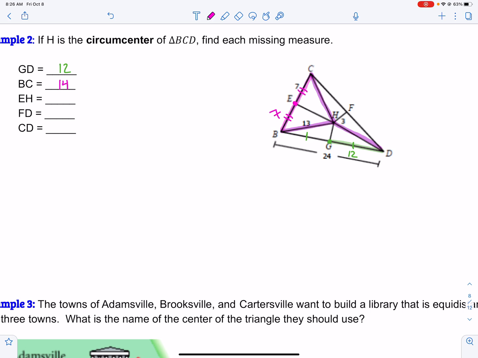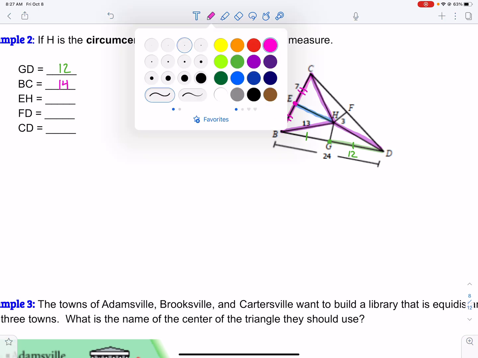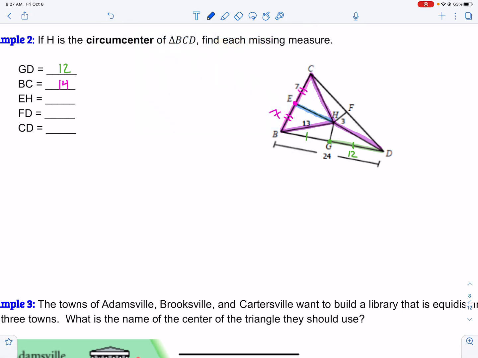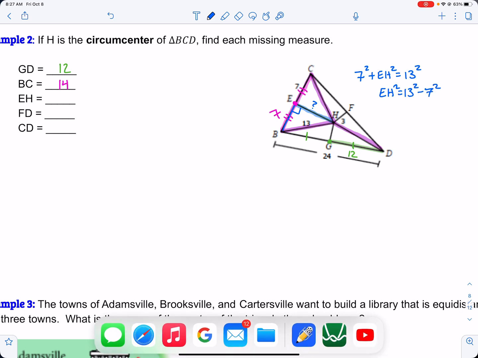Then they asked for EH. So EH is part of a little right triangle that we know two sides of, so we can figure out the missing side. We're missing that leg EH, but we're given one leg is 7 and the hypotenuse is 13. So we can say 7 squared plus EH squared equals 13 squared. And then we can just use our calculator to help figure that out. So 13 squared minus 7 squared. And then we'll take the square root.